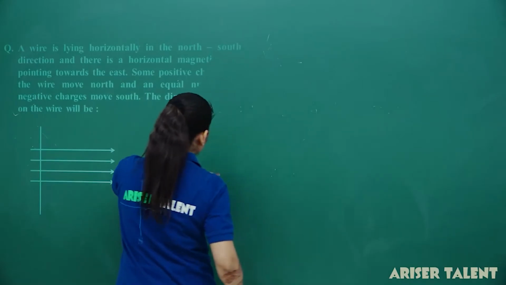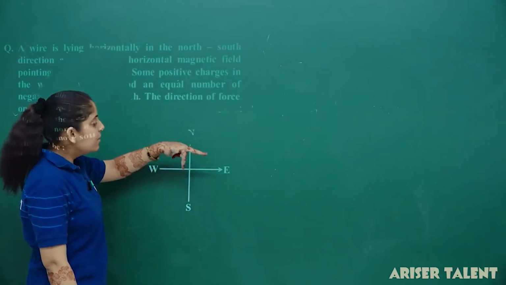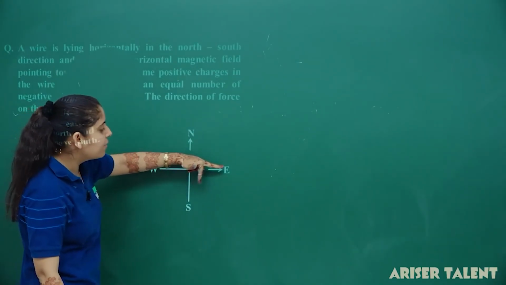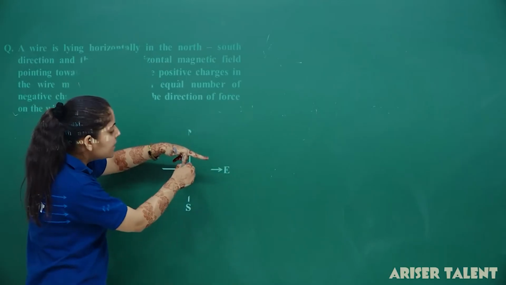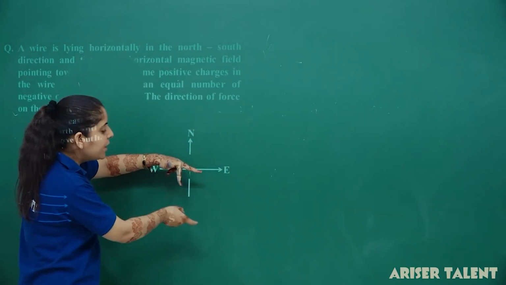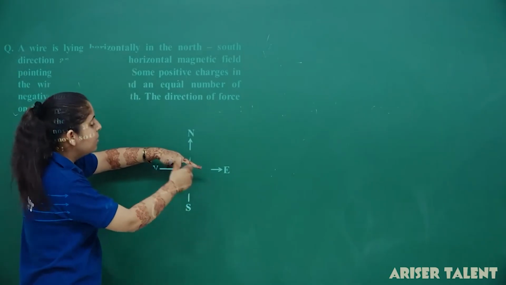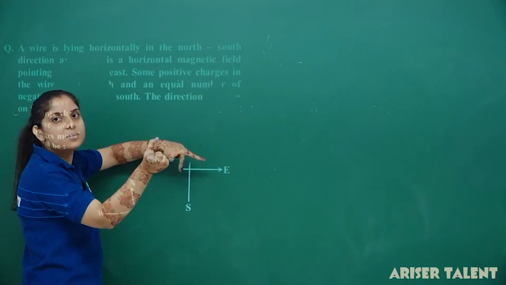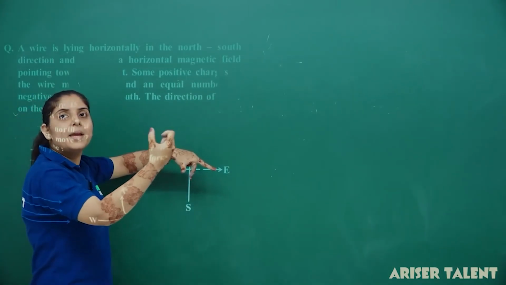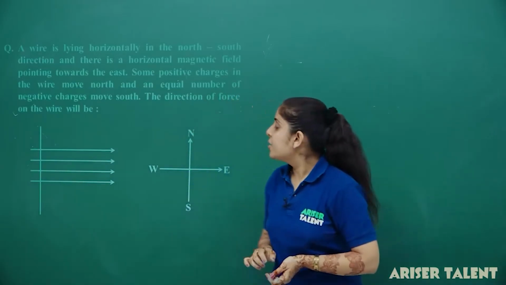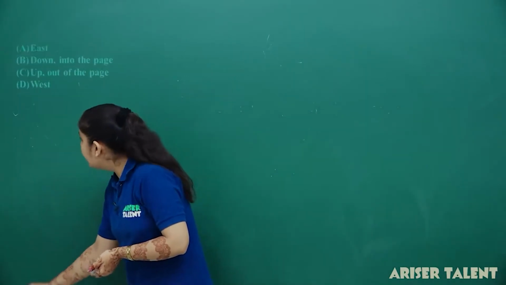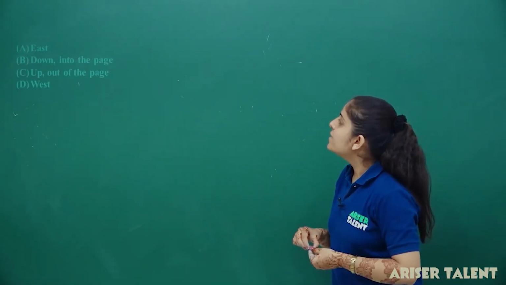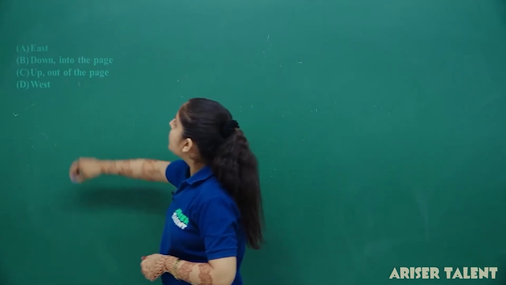So I have to keep my fingers like this. You can see that this is my left hand and I can orient my fingers so that the magnetic field is in the east direction. This finger is moving in the downward direction because negative particles are moving here. You can see that the thumb will give you the direction. So the thumb is coming outwards. It means out of the wall, out of the page. So which option is satisfying here? It will be out of the page. So out of the page will be the correct option here.